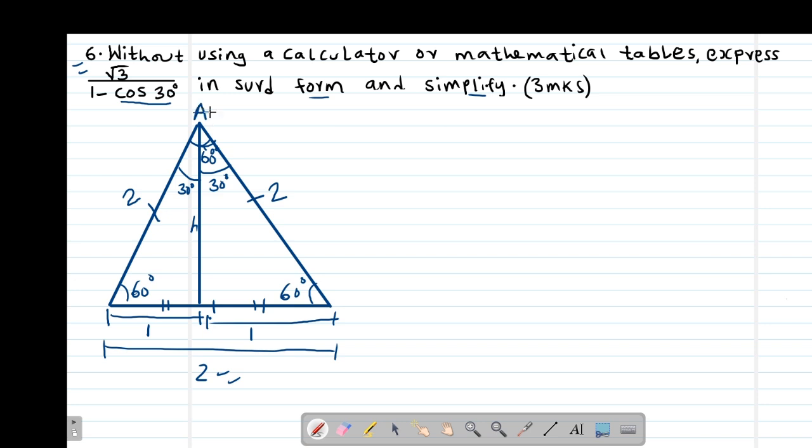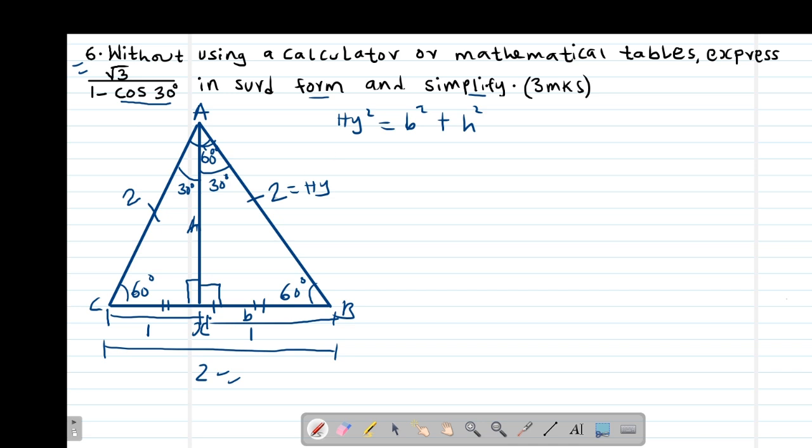I can name this as A, B, then this one to be C, then I let this point be X. So I want to use triangle ABX to find the perpendicular height. Of course, this is a perpendicular height, so this is 90. Similarly, this is also 90. If I use Pythagoras theorem, this will be the hypotenuse, this will be my base, then this will be the height. From Pythagoras theorem, we know that hypotenuse squared should be equal to the base squared plus the height squared.